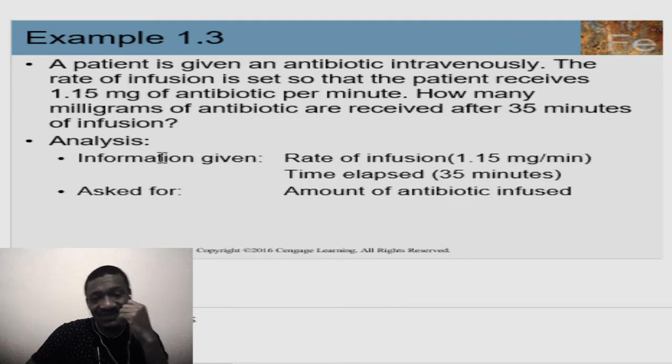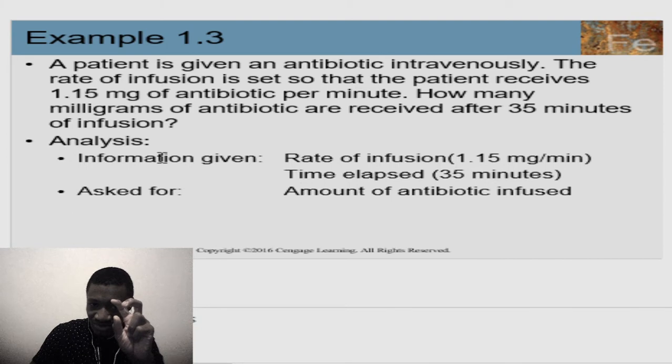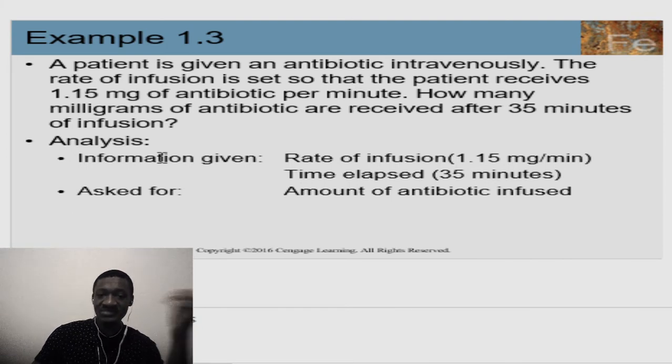Now we have an example, and it is straightforward. I'll just read it to you so that you understand it. A patient in the hospital is given an antibiotic, which is what you give to somebody that probably has a bacterial or microbial infection, and it is given through the veins intravenously. The rate of infusion is set such that the patient receives 1.515 milligrams of the antibiotic per minute. Notice that you have the amount and the time, and this amount per minute is the rate.